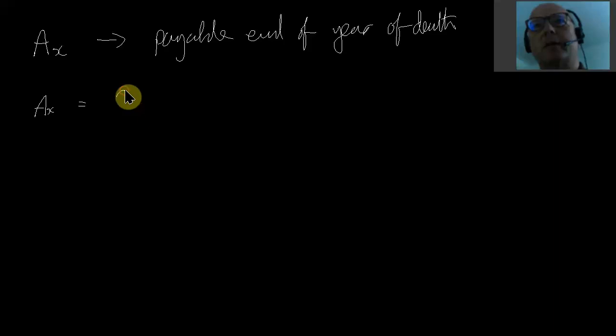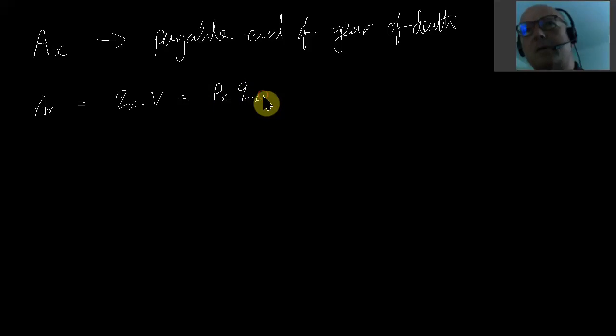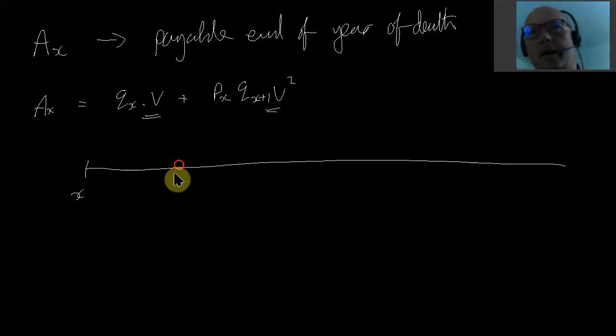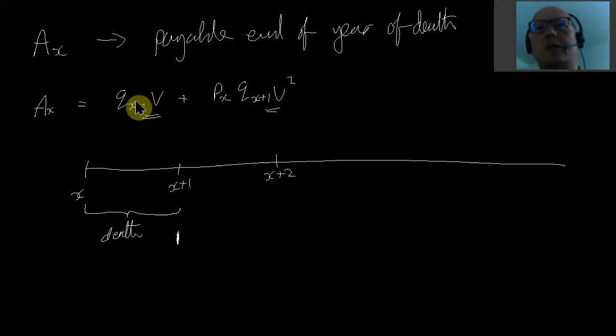Okay, so the probability there's a death in the first year times v, plus the probability you survive the first year, times the probability there's a death in the next year, times v squared. So we can see from the fact that the v is there and the v squared is there that this is payable at the end of the year. So if we look at the timeline, age x plus 1, age x plus 2, any death in that period results in a benefit here. That's why it's always v.